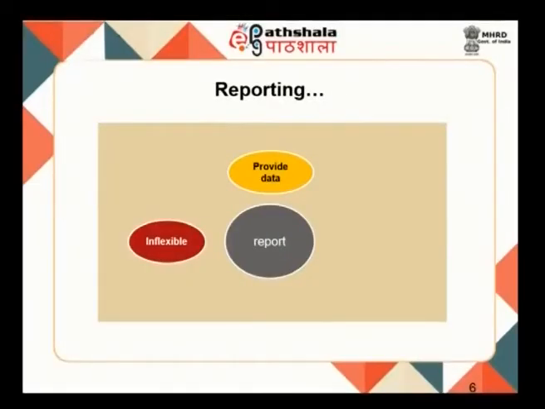The second thing is, once we run a report generation environment or once we run any report generating query, it is going to return us only data. It is not going to return us information or knowledge. So, all we get is only data from a database environment.